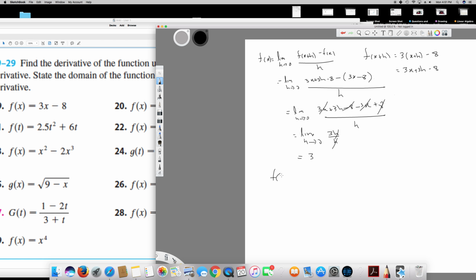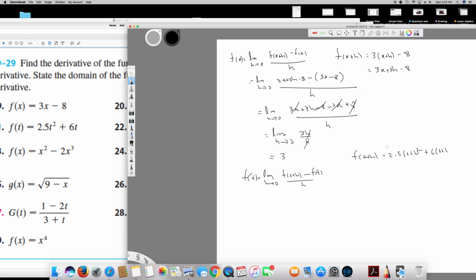So it's asking f of t is equal to what? Instead of x, I'm going to put t for this one. Limit as h approaches 0, and this is going to be f(t plus h) minus f(t), over h. So let's find f(t plus h). The value is 2.5, instead of t squared, I'm going to put (t plus h) squared, plus 6 times (t plus h).